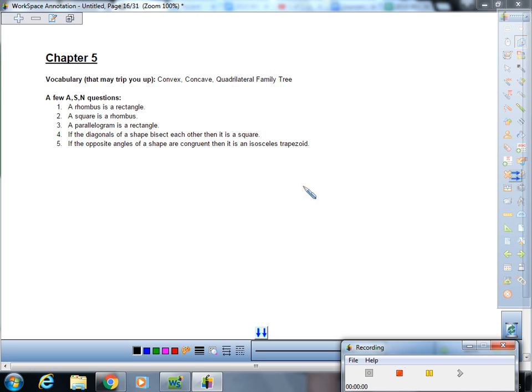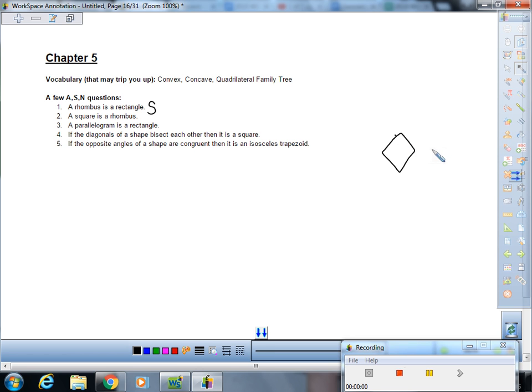Alright, we're on Chapter 5, and we're going to start with Always, Sometimes, Never, question number 1. A rhombus is a rectangle. This answer is sometimes because a rhombus is a rectangle sometimes, if the rhombus is a square. If this is a rhombus and it's also a square, it is also a rectangle, so that's why the answer is sometimes.